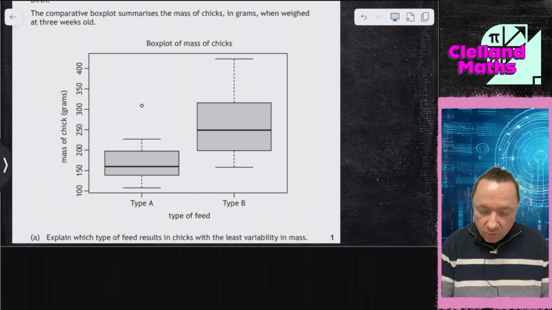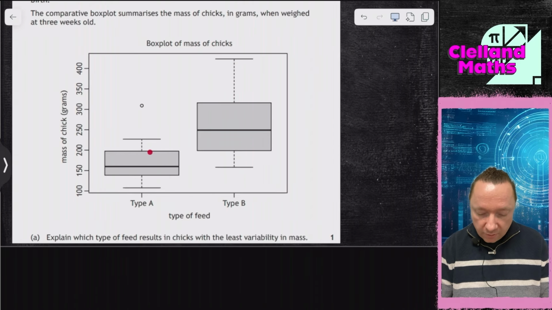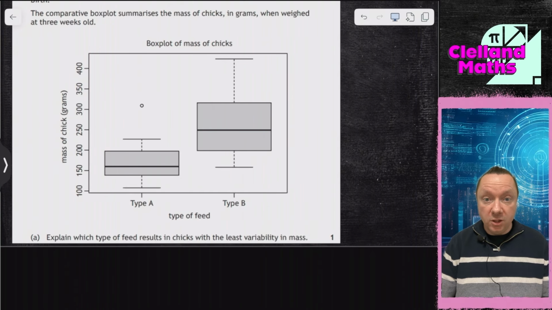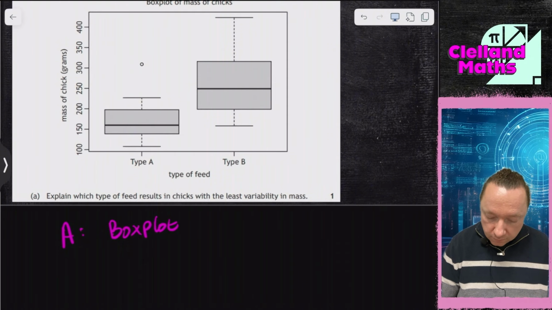Least variability in mass, well, there is an outlier for A, but taking that out, the box and whiskers was much shorter for A than B, so less variable, less range. And looking at the actual box itself, the interquartile range is smaller for A than it is for B, because you get the interquartile range by taking away the width of the box. Basically, it's the width of the box, taking the lower quartile and upper quartile away from each other. So I would probably just say type A, because the box plot shows a smaller interquartile range.